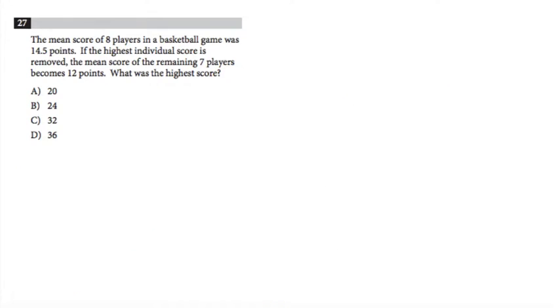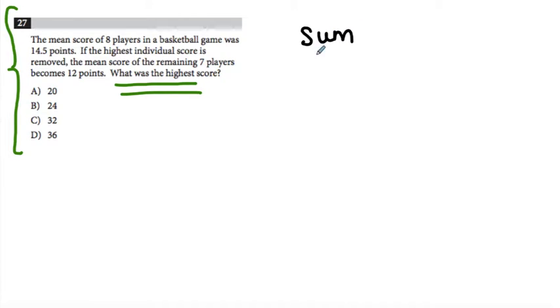All right, moving on. Number 27. Challenging problem, but so fun. Love it when it's fun. The mean score of 8 players in a basketball game was 14.5. If the highest score is removed, the mean score of the remaining 7 players becomes 12 points. What was the highest score? It's very helpful for you to remember what mean is. First of all, mean means average. And I always like to think of the average as the sum of the total you have divided by the total number. And that gives me the average.